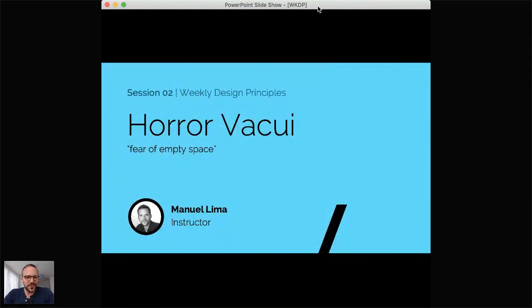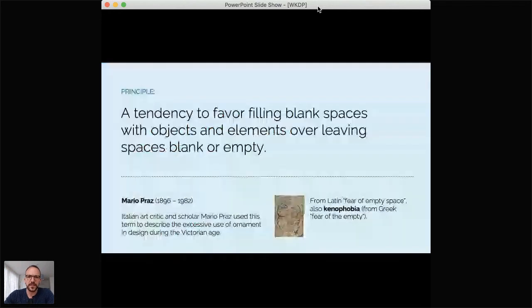So today's principle, and I think it's very much related to the one we had last week, X law, is horror vacui, which is a Latin expression for the fear of empty space. Horror vacui really describes this preference, this tendency that many of us share, of favoring filling blank spaces with objects and things over leaving them blank or empty.